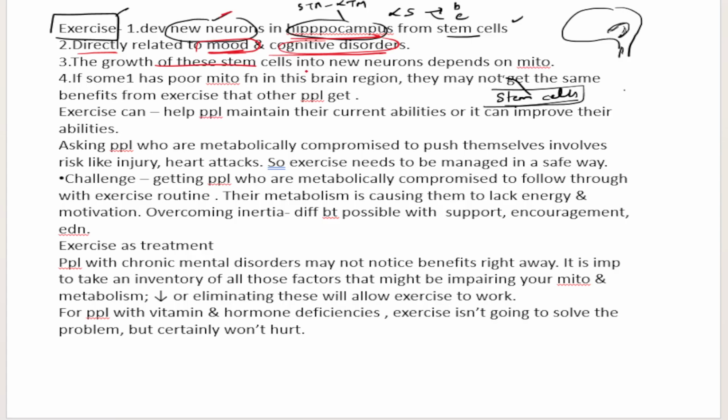Now, the growth of these stem cells into new neurons depends on the mitochondria. So how will the stem cells develop into new neurons? Mitochondria play an important role in that. If somebody has poor mitochondrial function in the brain region, in the hippocampus, then this may prevent the person from getting the full benefits of exercise. They may not get the same benefits from exercise that other people get.